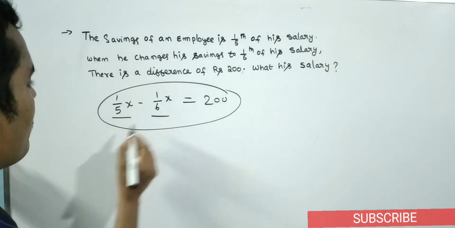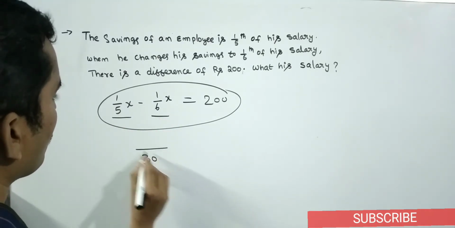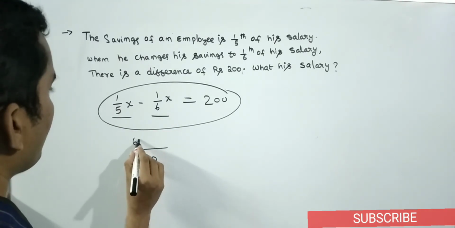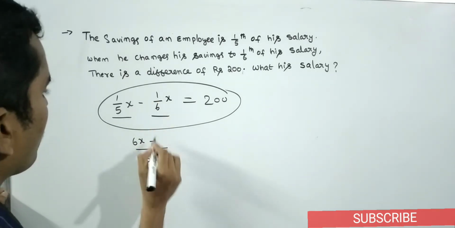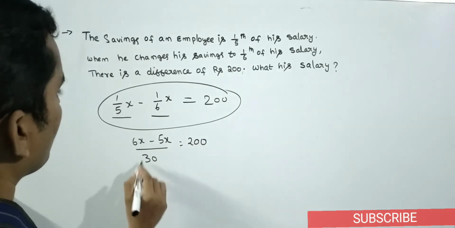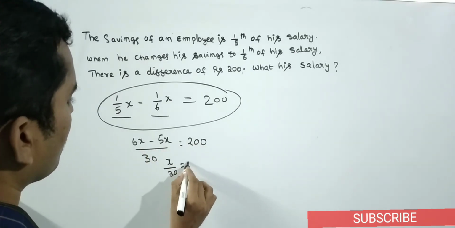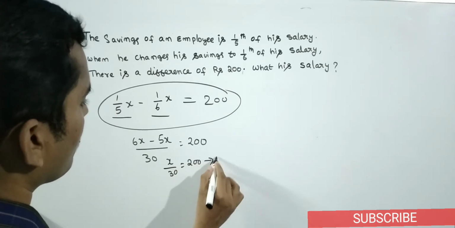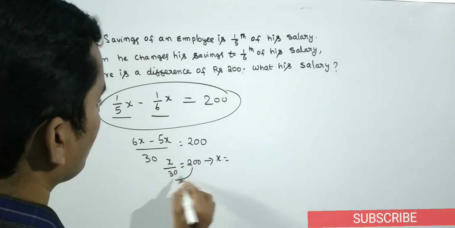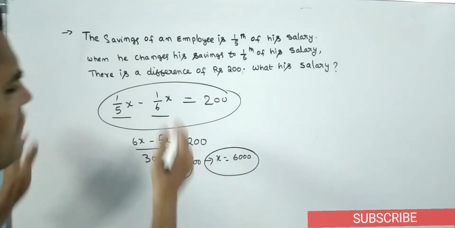What is the LCM of 5 and 6? 30. So 6x minus 5x equal to 200. The 6x minus 5x, that is x by 30, equal to 200. Then x equal to 6000. See friends, very easy.